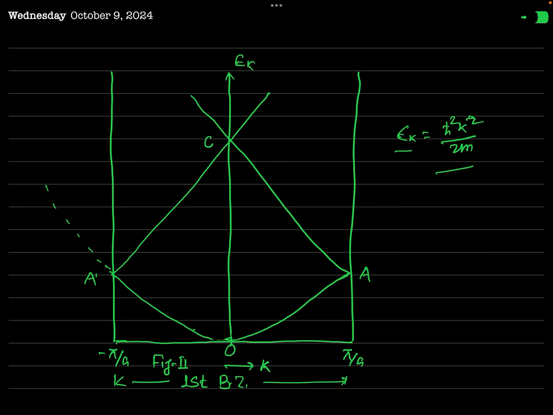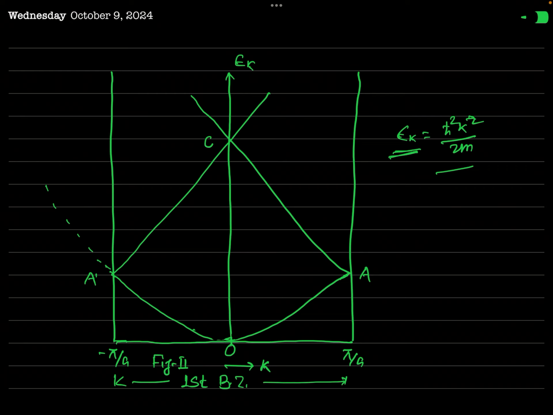And this relation actually defines the energy of a free electron. So this has been drawn here. This curve, you can see, represents epsilon k, a graphical plot of epsilon k against k, and this has been drawn in the reduced zone scheme.